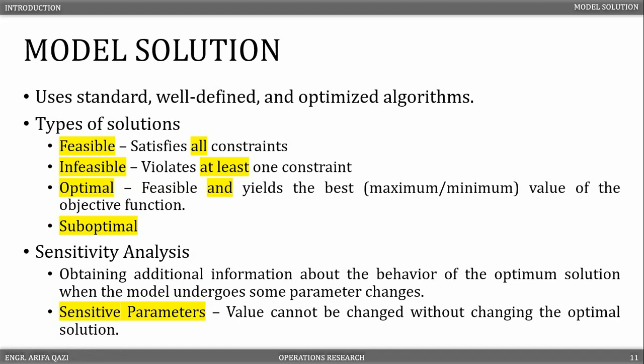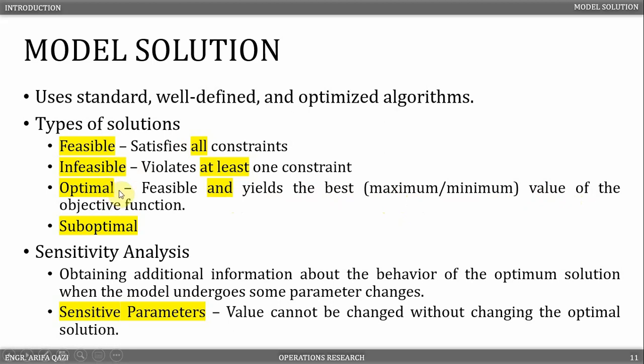Furthermore, there are various types of solutions that can be obtained. If a solution satisfies all the specified constraints, it is known as a feasible solution. Likewise, if a solution violates at least one constraint, it is known as an infeasible solution. If the solution is both feasible and yields the best performance measure, that is the best maximum or minimum value of the objective function, it is known as the optimal solution.